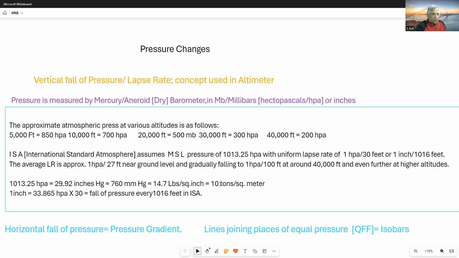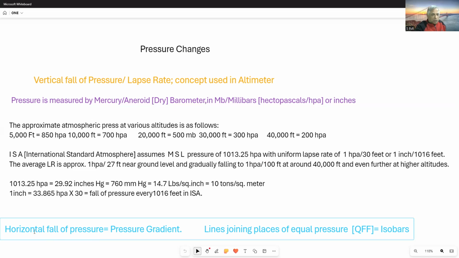Right. And 1 inch fall of pressure is equal to 33.865 hPa. Multiplied by 30, it is converted into feet: the pressure falls by 1 inch every 1016 feet.